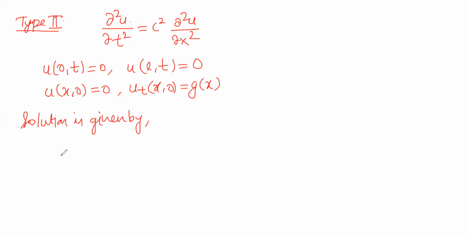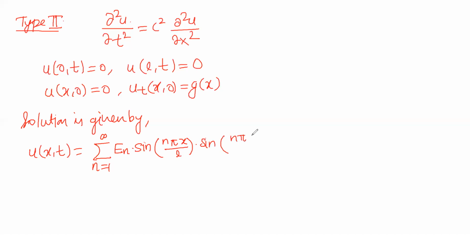u(x,t) equals summation n equal to 1 to infinity. Earlier I had written d_n, but this time I'll write e_n just for simplicity, nothing else, so that you don't get confused. Now it's sin(nπx/L) into sin(nπct/L).